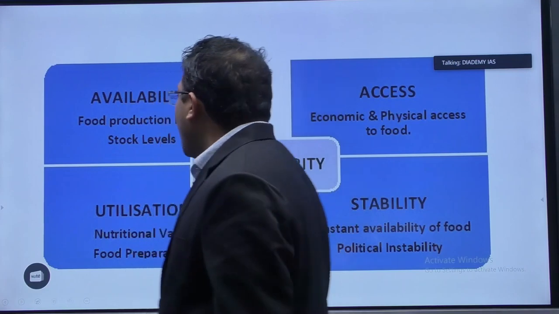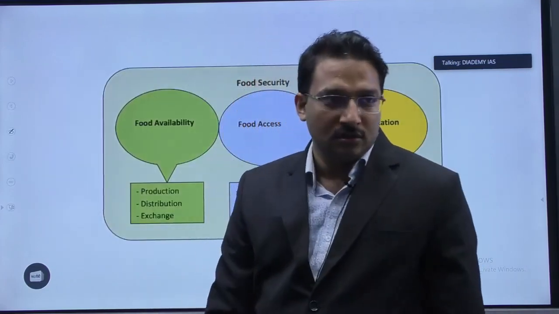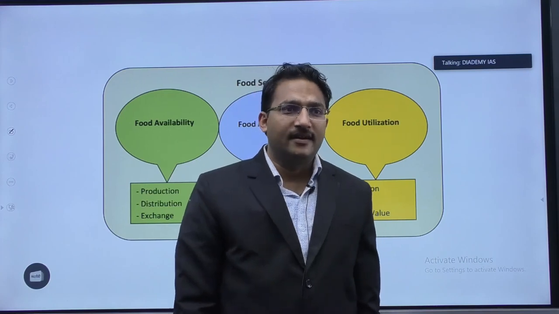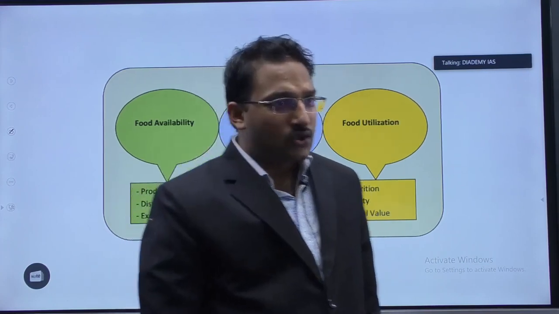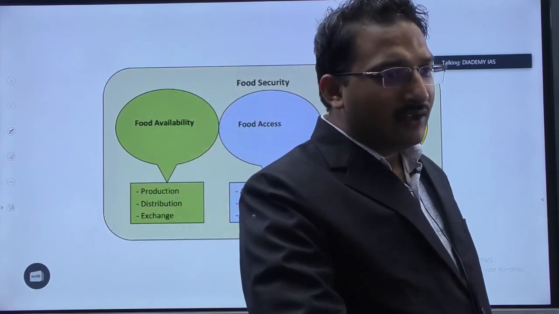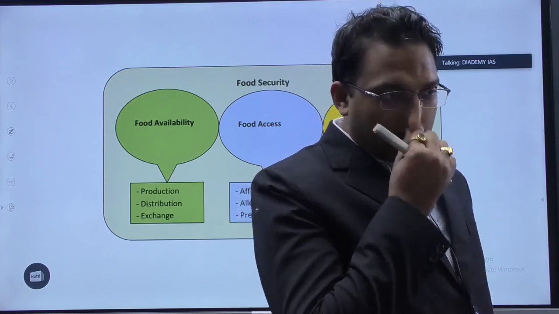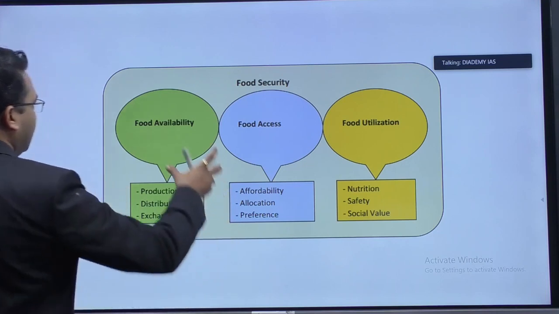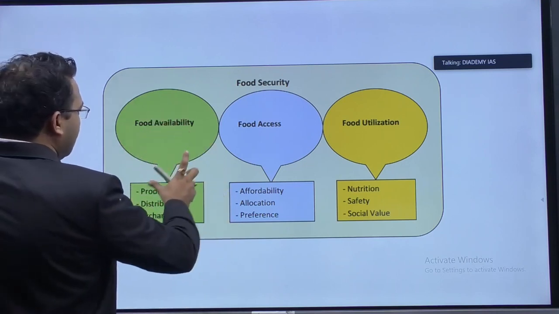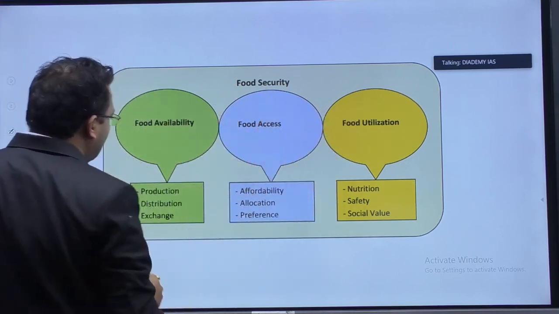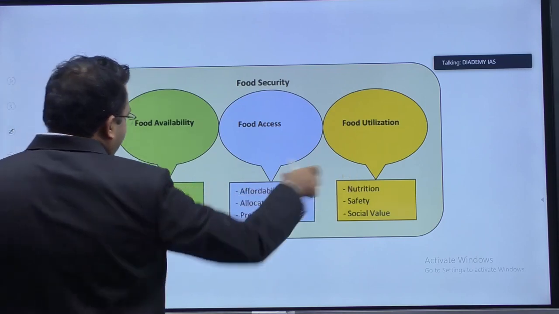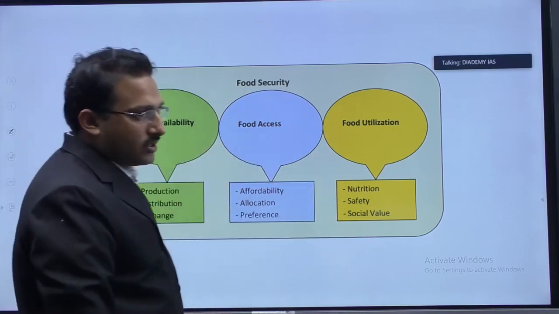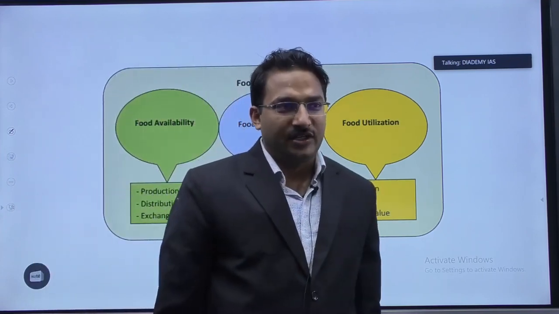See, we have the choice not to draw. It's not that whatever diagram I'm discussing, you have to draw every diagram. Yes, Arjun, you are absolutely right. You have a choice, but you should know this is another way of presentation. You make these boxes: food availability, food access, food utilization, and then make these small rectangles and put them in the complete box. Okay, this is another way of presentation, right?